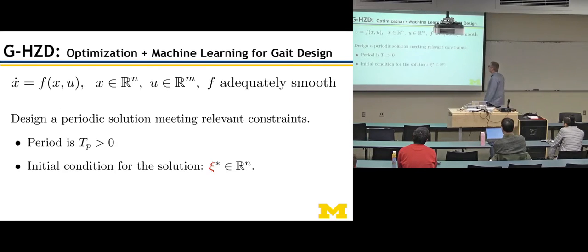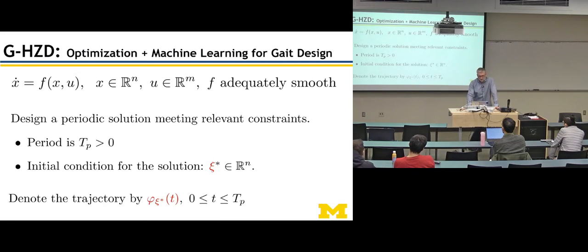And we're going to assume that we've designed a periodic solution of the robot equations. So I'm going to have an initial condition. It'll have a period, say 800 milliseconds or something. Now I'm going to design a whole bunch of other trajectories.